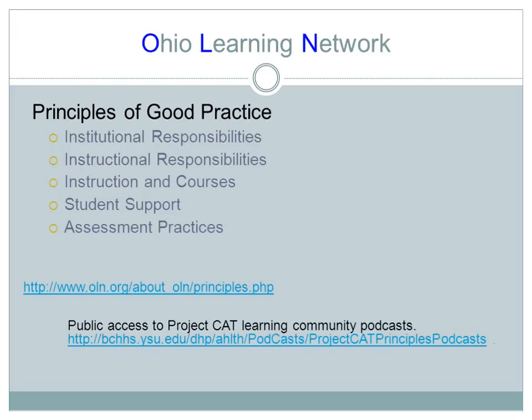The Ohio Learning Network, or the OLN, talks about principles of good practice, and in the principles of good practice there's information about institutional responsibilities, instructional responsibilities, instruction in courses, student support, as well as assessment practices. And all of these need to be taken into consideration as you develop educational programs that are going to be effective. The principles of good practice help us to think about some of the things that we should consider as we implement educational courses and programs.